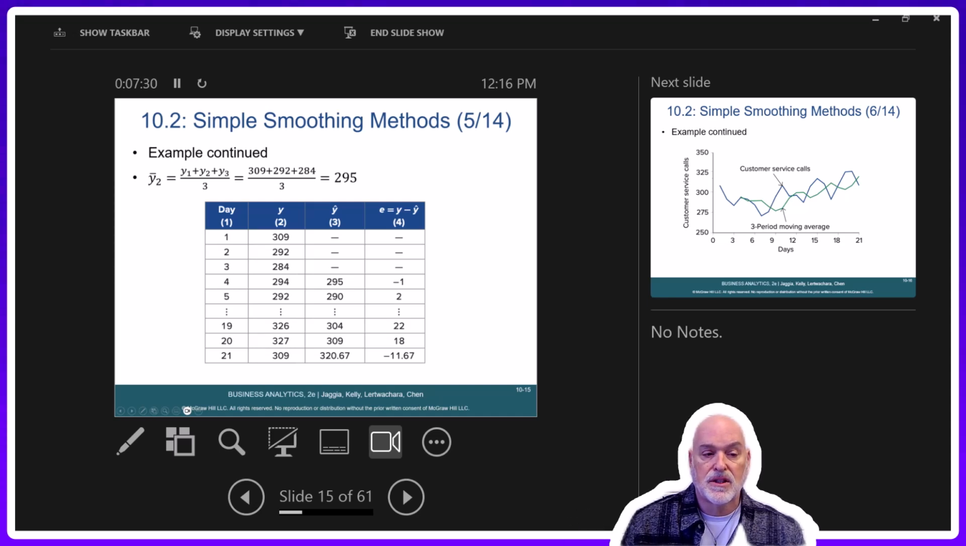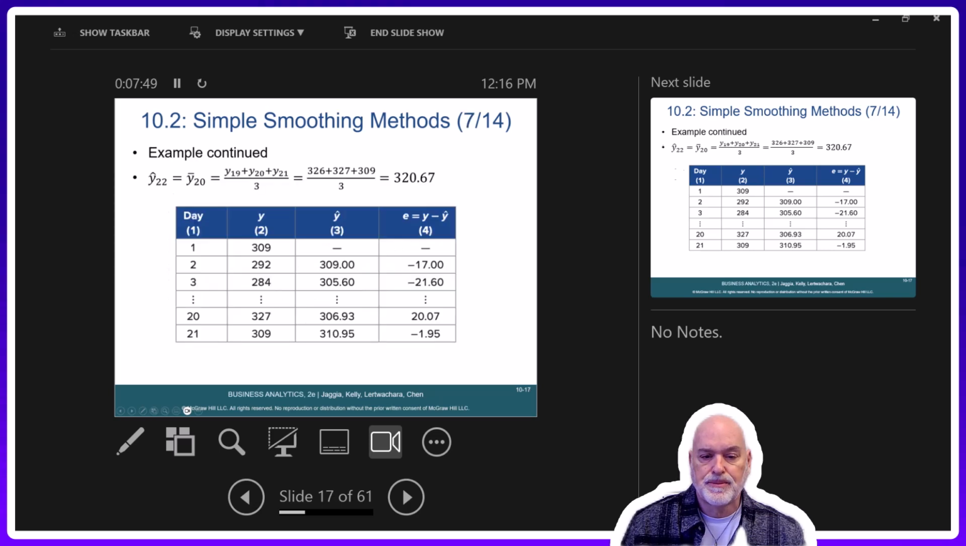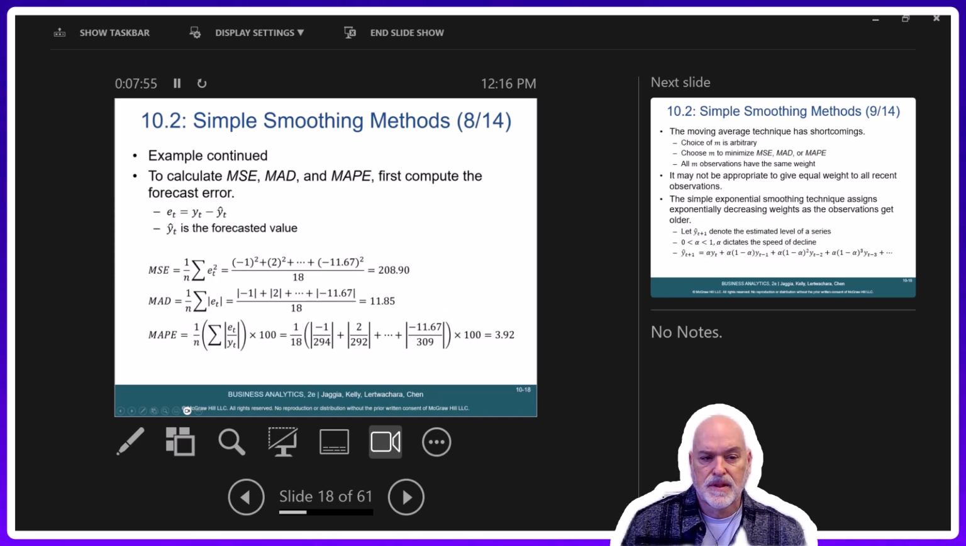Example continued. So here's the formula. We plug in all the information, and this is what we get, 295. Here's the plot, the number of customer service calls, and our predictive measures. And we chart this out, and we use these formulas here.